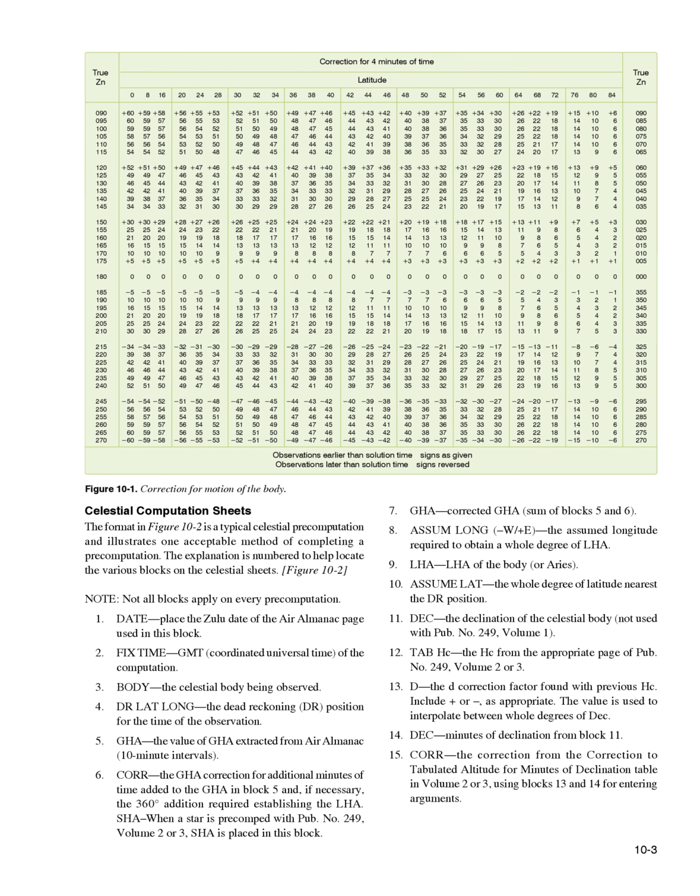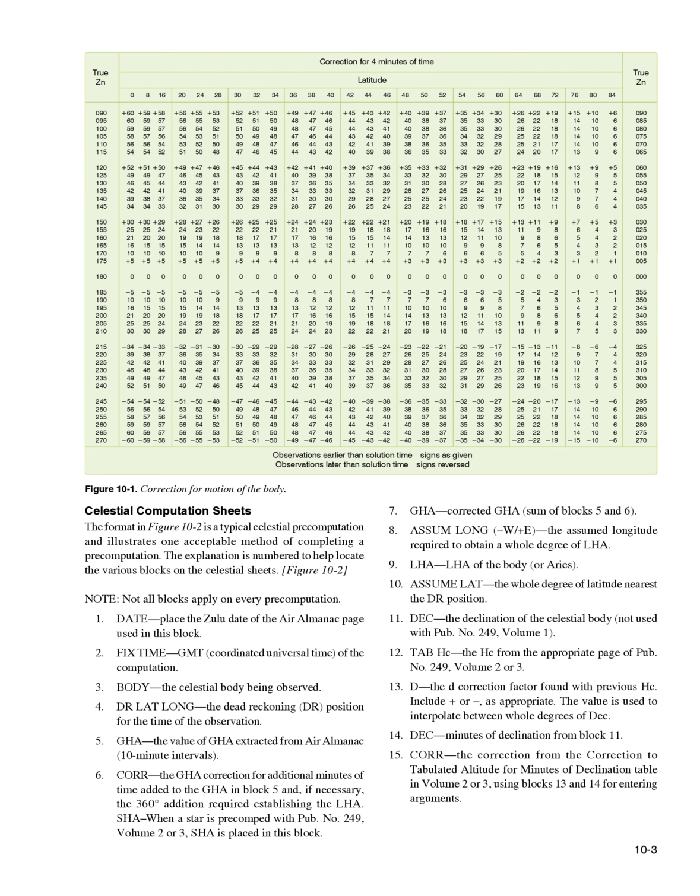11. Dec: the declination of the celestial body, not used with Pub. No. 249 Volume 1. 12. Tab HC: the HC from the appropriate page of Pub. No. 249 Volume 2 or 3. 13. d: the d correction factor found with the tabulated HC. Include plus or minus, as appropriate. The value is used to interpolate between whole degrees of declination.